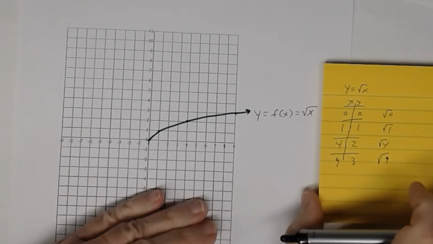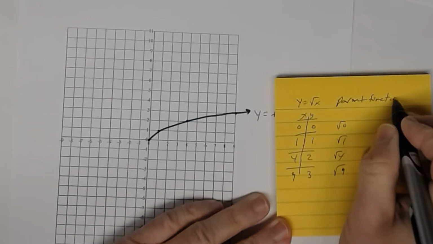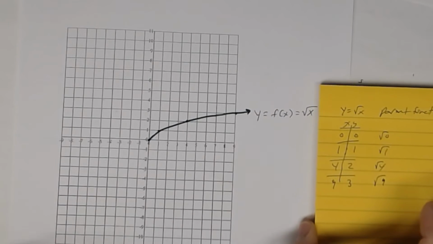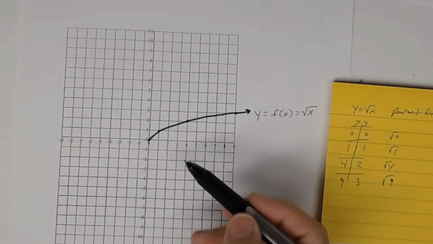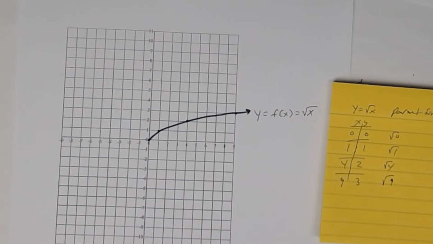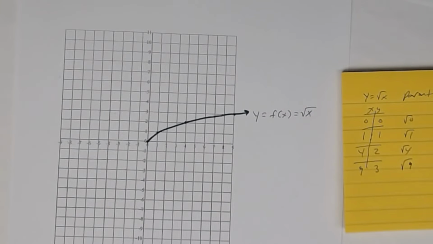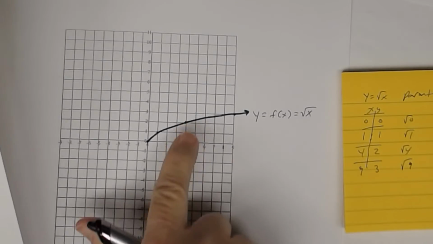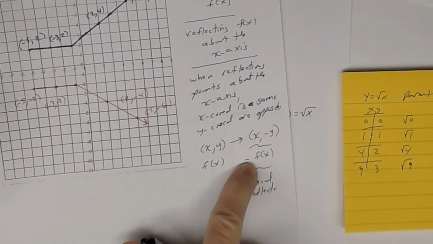So remember, I'm using the word parent function. We talked about that in a previous lesson. What I want to do now is reflect this graph about the x-axis. I don't mean a horizontal reflection, I mean a vertical reflection here. When we did a vertical reflection, remember that's the opposite of f of x.